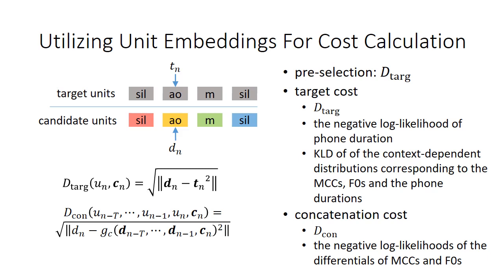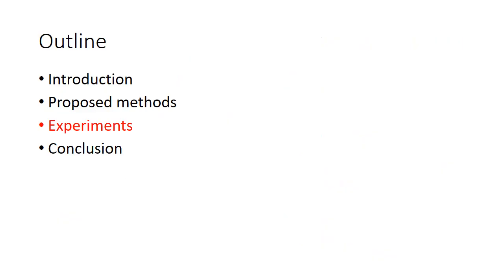divergence of the context-dependent distributions corresponding to the mel-cepstral coefficients, f0s, and phone durations. The final concatenation cost function is the weighted sum of the decoy and the negative log likelihoods of the differentials of MCCs and f0s. We look at experiments of our paper.